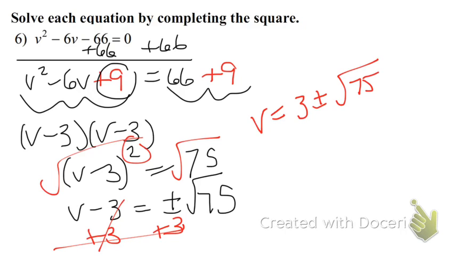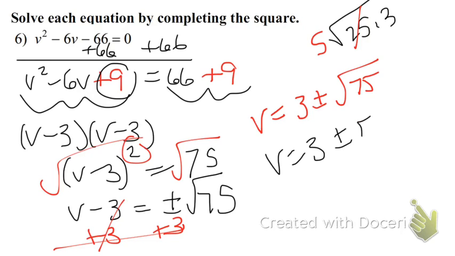However, 75, I am certain 75 can be broken down. 75 is the same as 25 times 3. And the square root of 25 is 5, so it would come out of the radical. So I'm going to rewrite the square root of 75 as 5 root 3. So now my final answer is 3 plus or minus 5 root 3. And that is as bad as it can get, which is not that bad, I don't think.